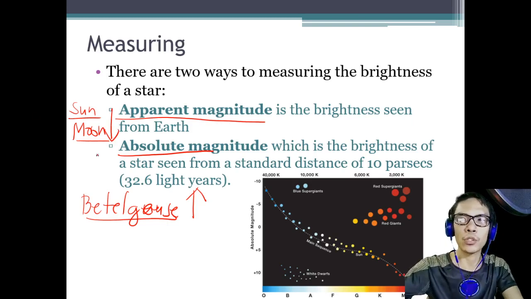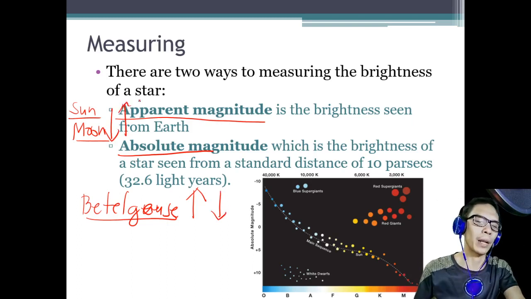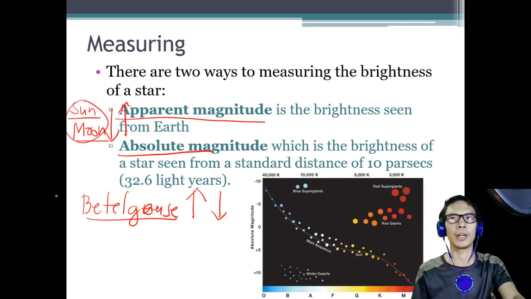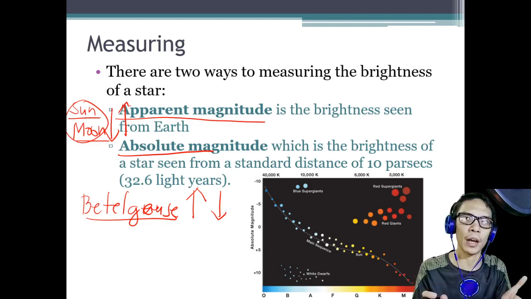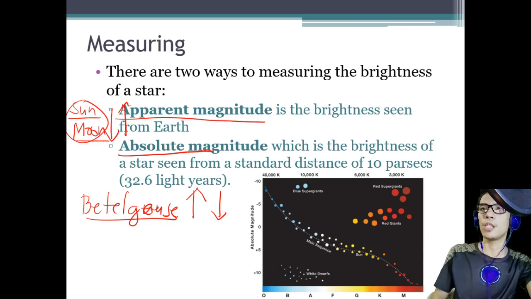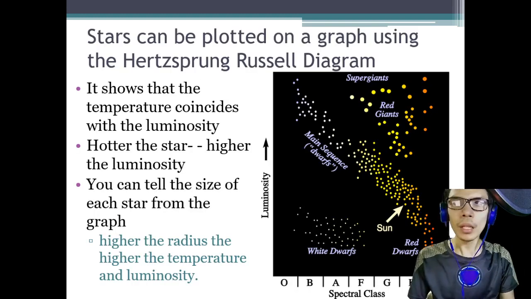But in terms of apparent magnitude, Betelgeuse has less apparent magnitude, while the sun and moon have greater apparent magnitude, because this is what you see on Earth. So that's how you measure the brightness of a star, whether by apparent magnitude or absolute magnitude. They are very important in measuring the brightness produced by stars.